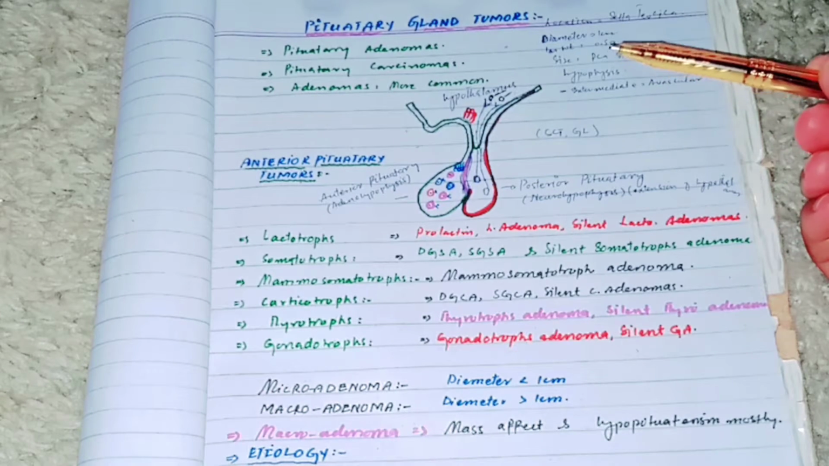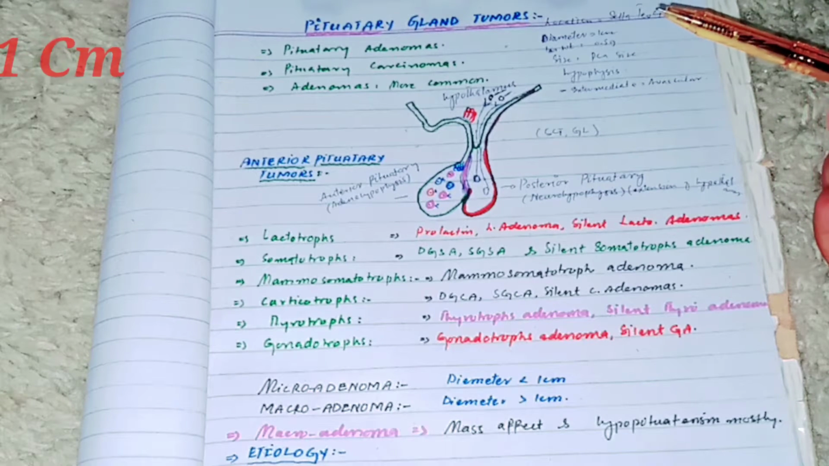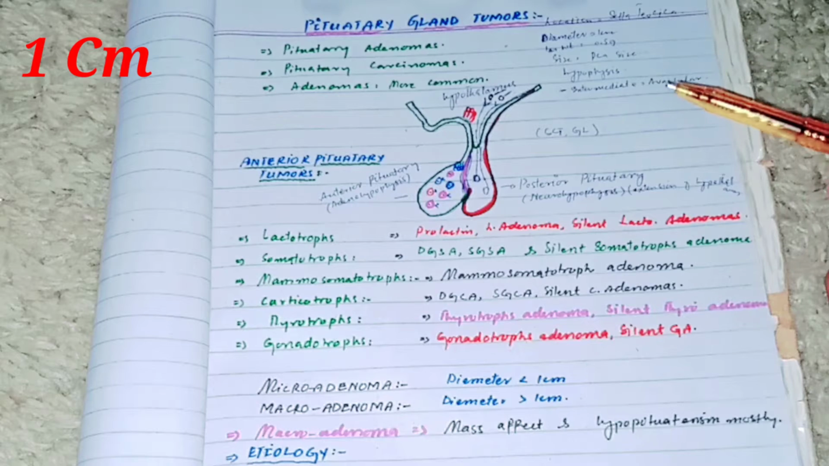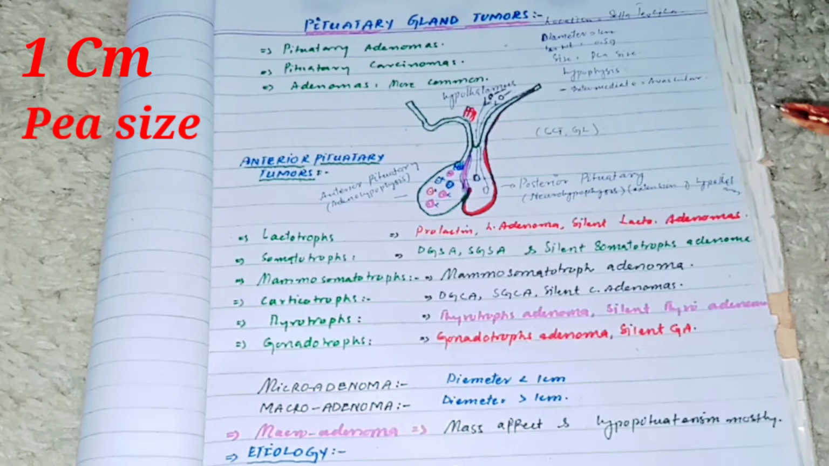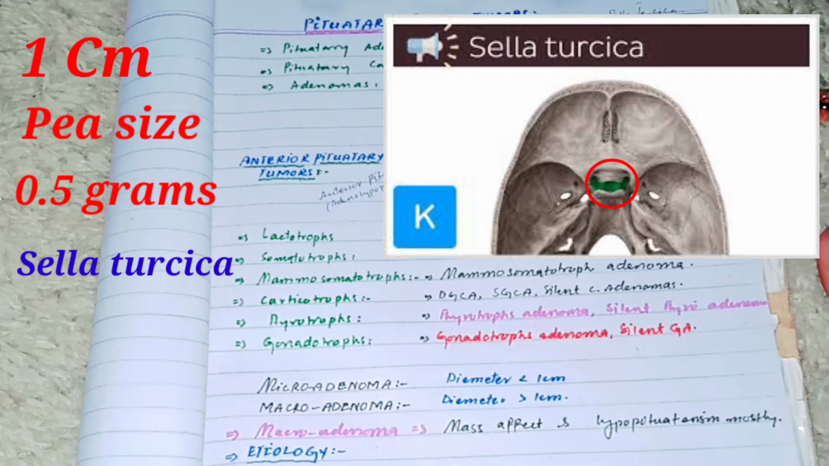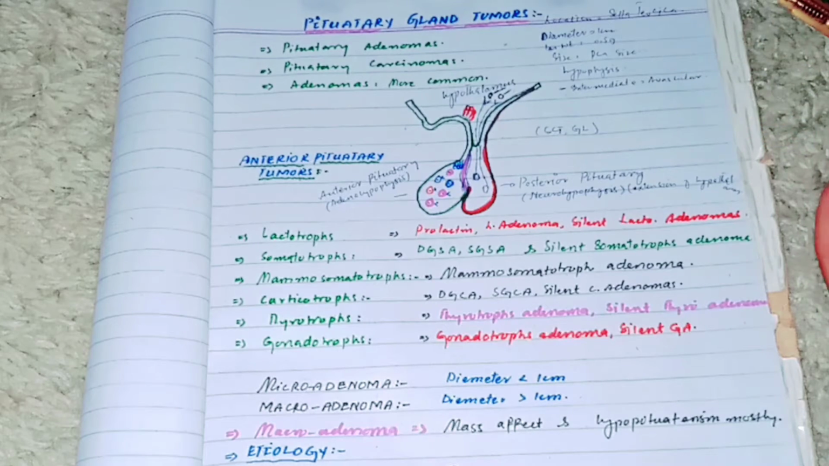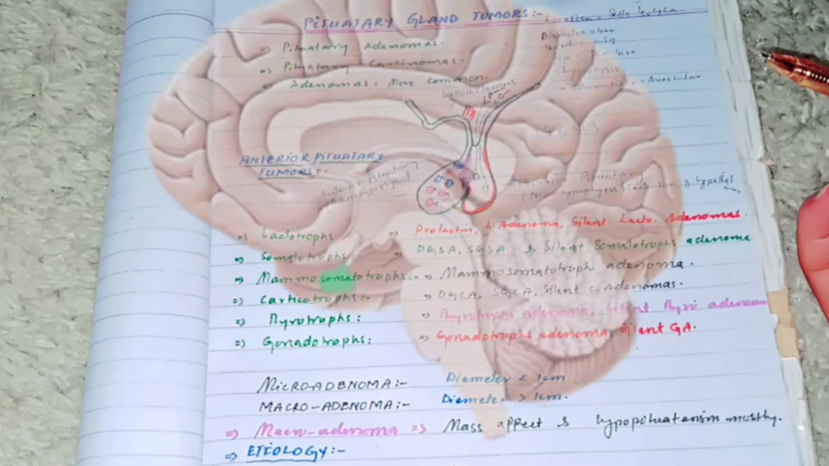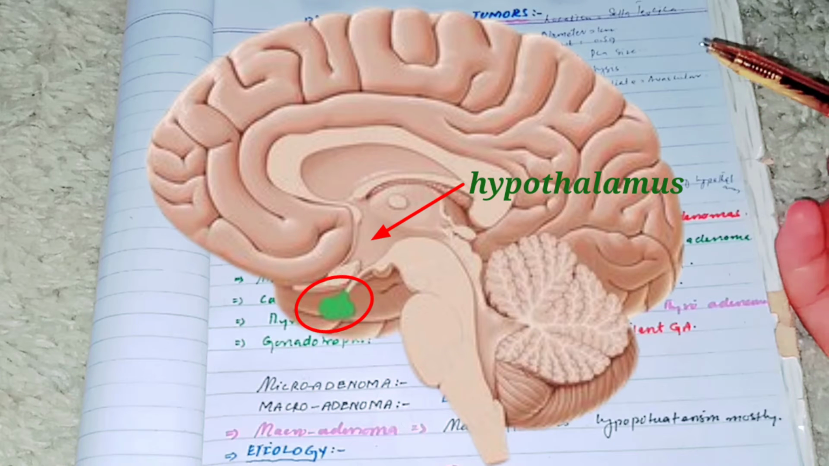So the pituitary gland is a very important endocrine gland, which is about 1 centimeter in diameter, about the size of a pea, and about 0.5 gram, and it is located within the sella turcica of the sphenoid bone. The pituitary gland is also called the hypophysis because it is present just beneath the hypothalamus. Therefore, it is also called the hypophysis.